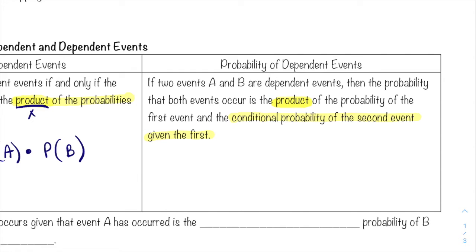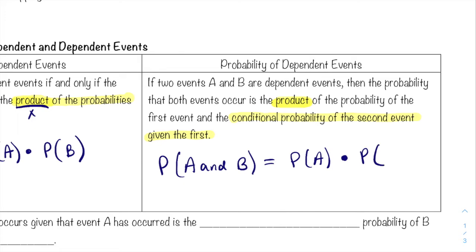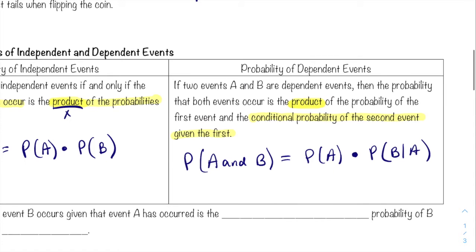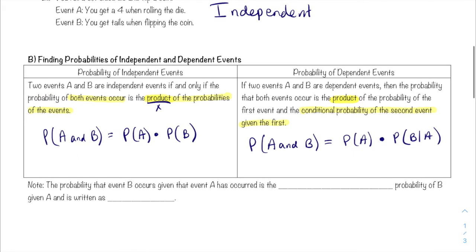So how we write this is, and you don't really need to know how to write this, you just need to know how to calculate it. The probability of A and B happening is going to be the probability of A times the conditional probability, which is written as the probability of B given A. And that's supposed to be more of a vertical line there. So this will make much more sense when we actually look at some events here.